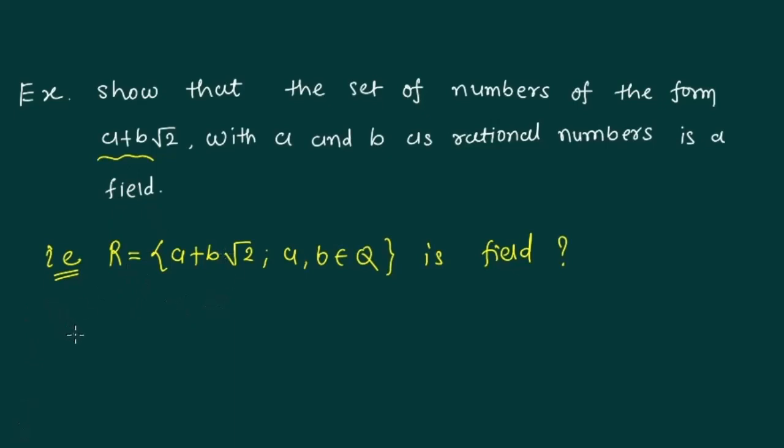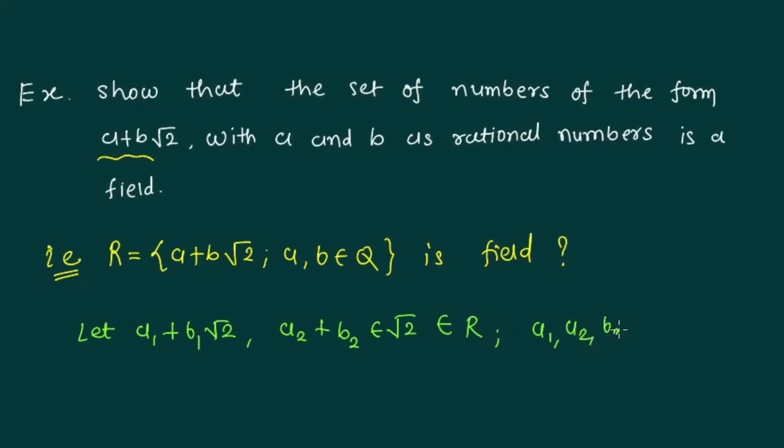So if I choose two elements from this set R, let a1 plus b1 root 2 and a2 plus b2 root 2 belong to R, and here a1, a2, b1 and b2 belong to the set Q, set of rational numbers. So now we have to define addition and multiplication.